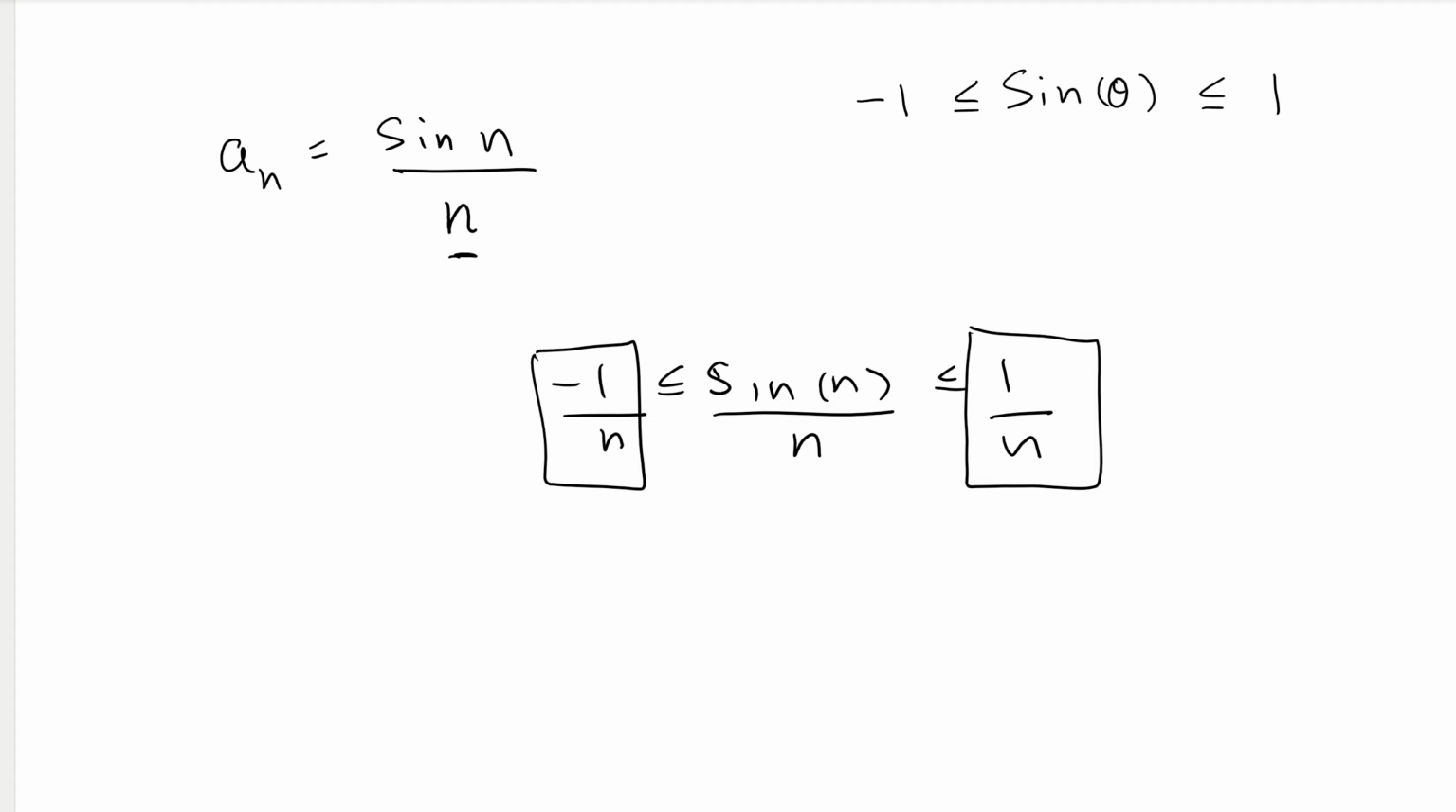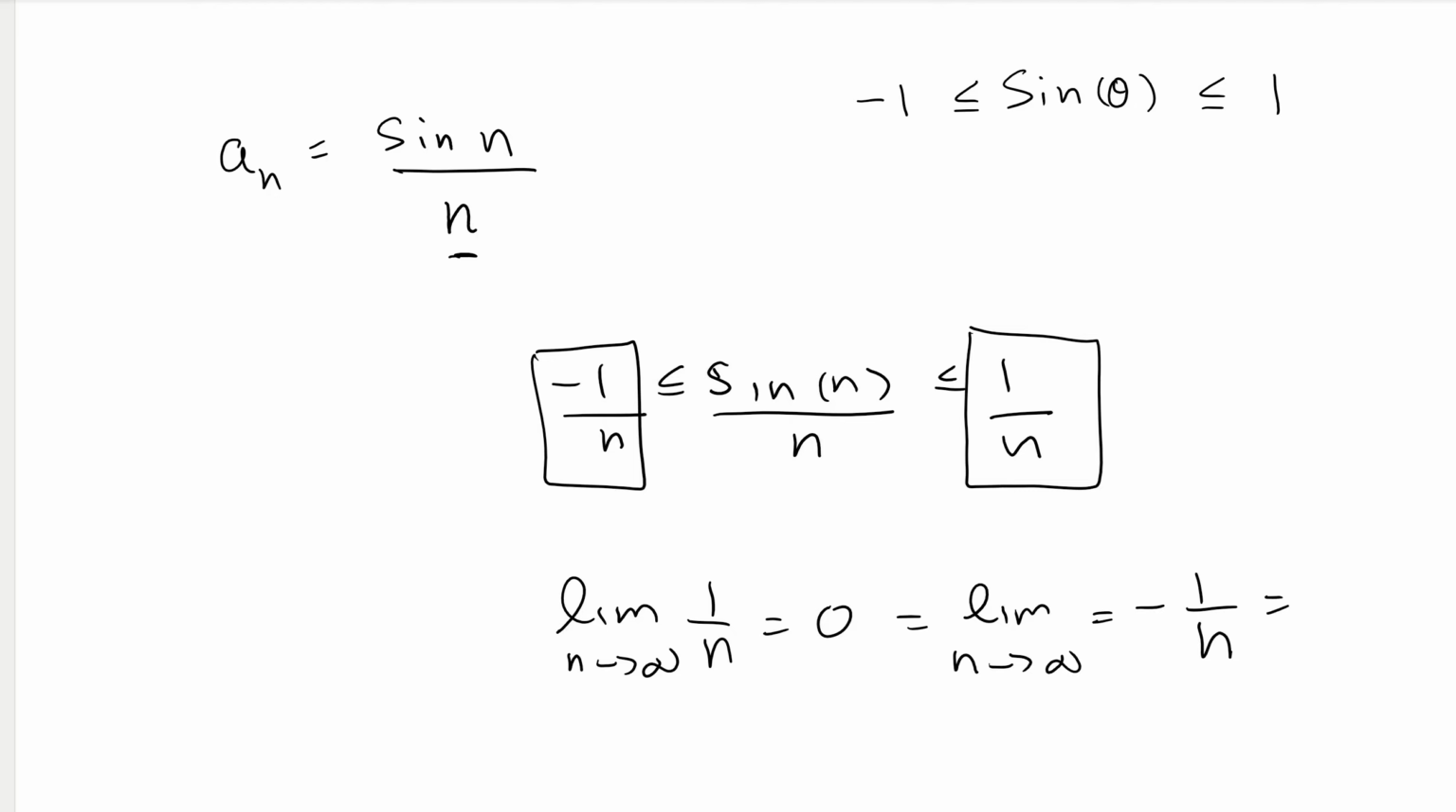Okay, so what do we need to do? Well, now we need to find the limit of 1 over n. What's the limit of 1 over n when n goes to infinity? 0. What's the limit of -1 over n when n goes to infinity? Well, it's again 0. We know that.